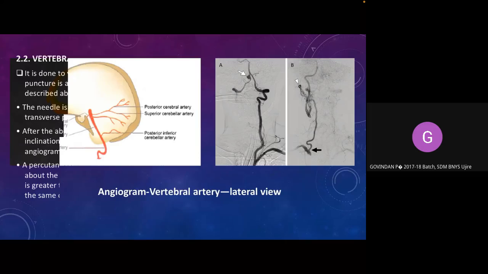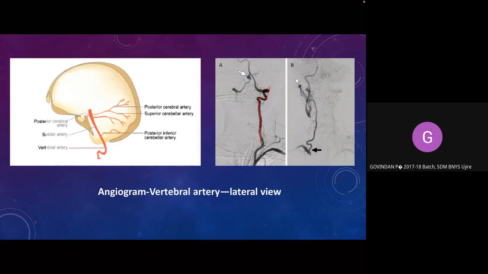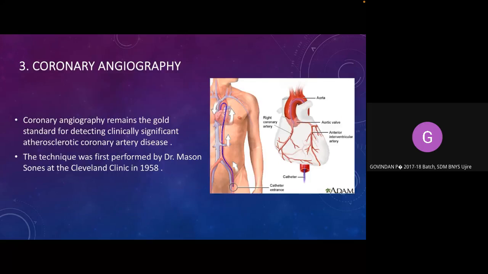This is the vertebral artery that is visible. These are normal views on that. Now, coronary angiography, this is a little more important. Why? Because myocardial infarctions are more common, and what we know as MI in young is becoming more and more common in our country.